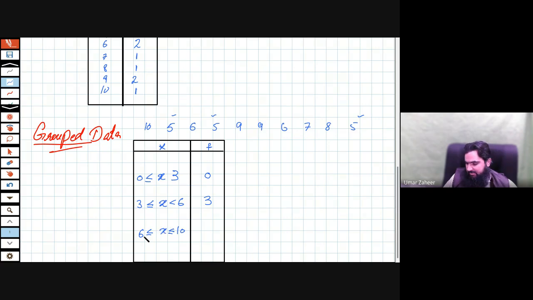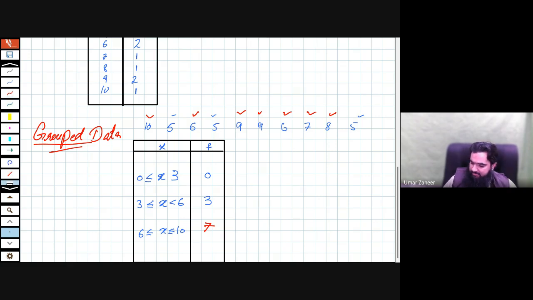How many students do we have from 6 to 10? Look at here. This will include 10. 10, 6, 9, 9, 6, 7, 8. So the total is 1, 2, 3, 4, 5, 6, 7. So they are 7 students.